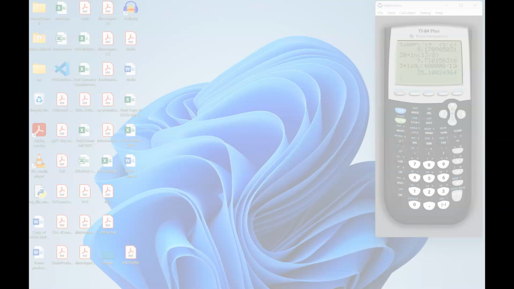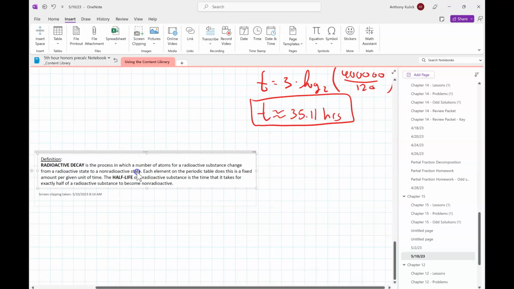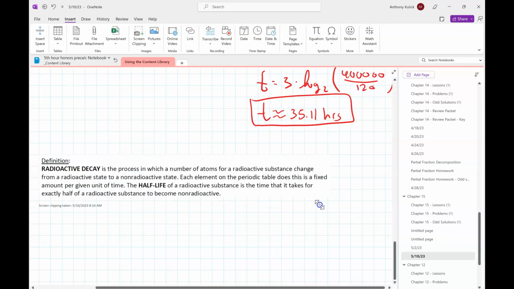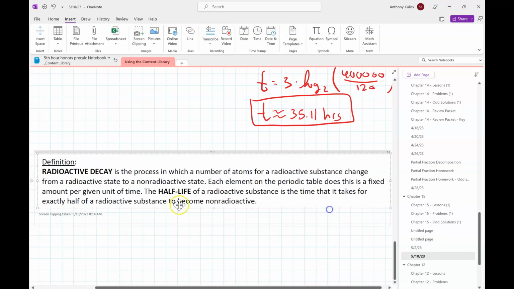The next thing I want to talk about, another situation where we can use this same population model that we've been talking about, is dealing with radioactive decay. Do you guys talk about this in your chemistry class at all?